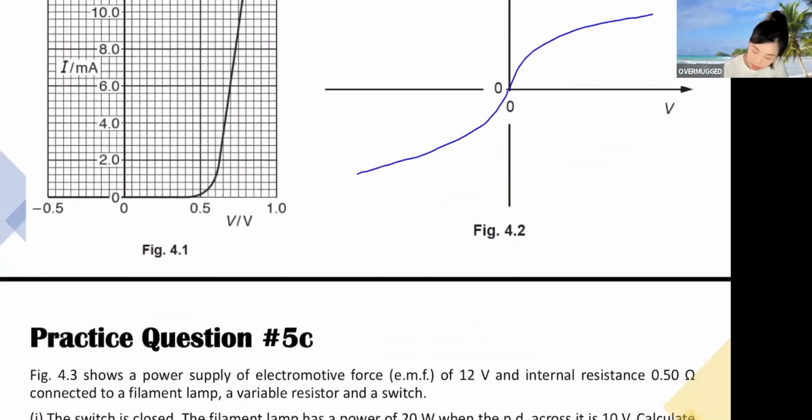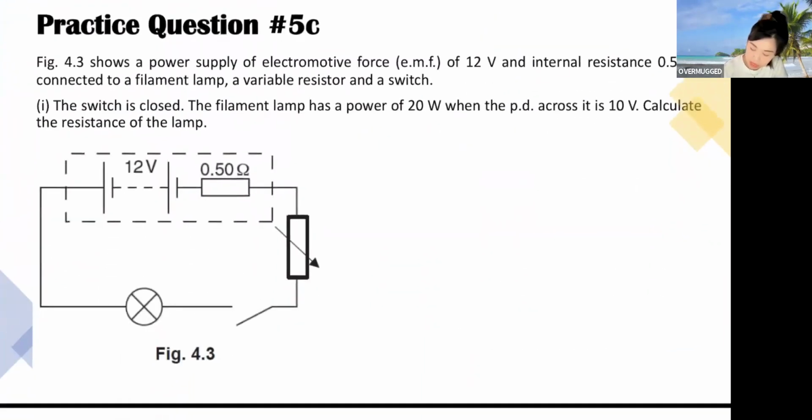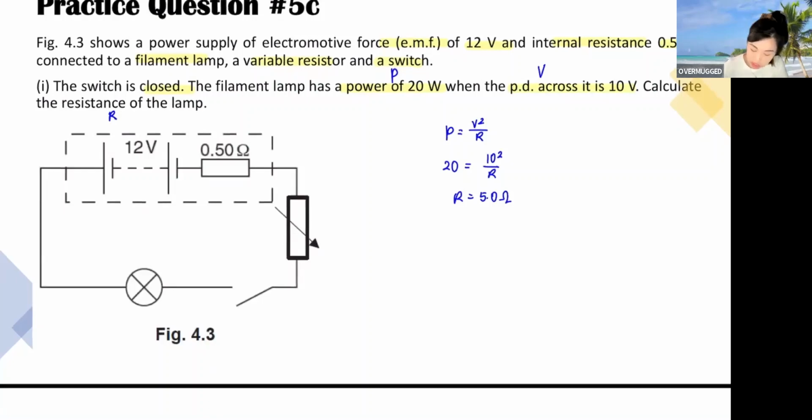Okay. The next one, I have a power supply here, EMF of 12 volt, internal resistance 0.5 ohm, connected to a lamp, a variable resistor, and a switch. Now the switch is closed and the filament lamp has a power of 20 watt, potential difference is 10 volt. Calculate resistance. So the formula is just power equals to V squared over R. 20 equals to 10 squared over R. R is equals to 5.0 ohm. Okay, so that's how we calculate the resistance of the lamp.